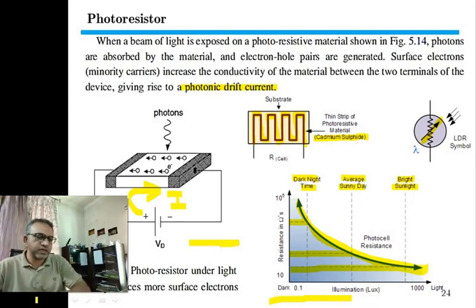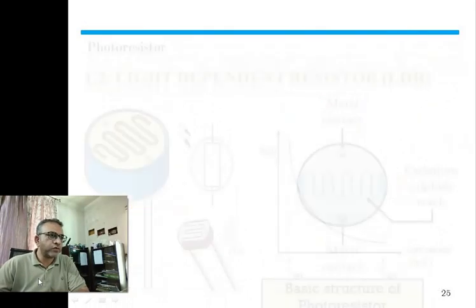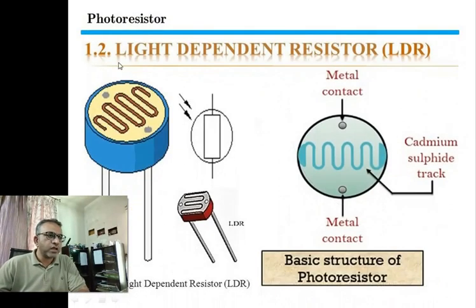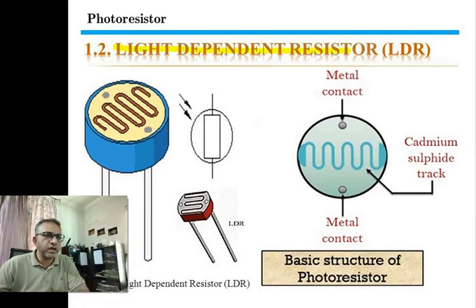Now we come to the next slide. The next slide also shows various photoresistors. The industrial name given to the photoresistor is light dependent resistor. In the industry, we can call it a photoresistor, but it is more often called a light dependent resistor or simply LDR. And here we see various diagrams of LDR.